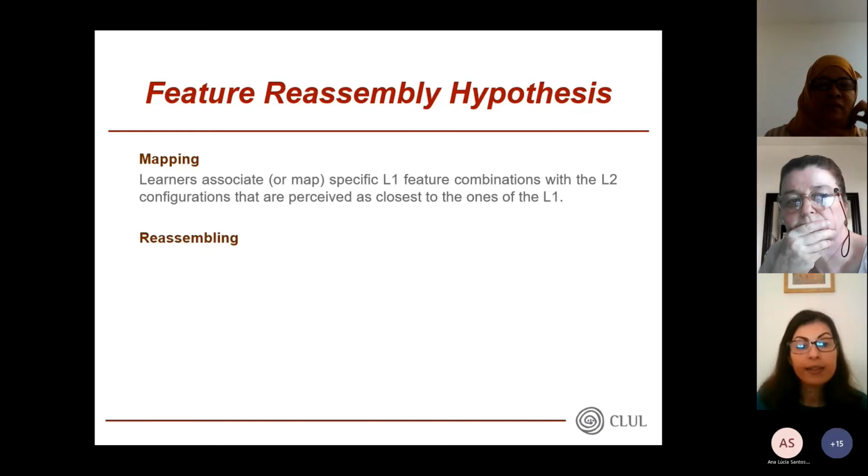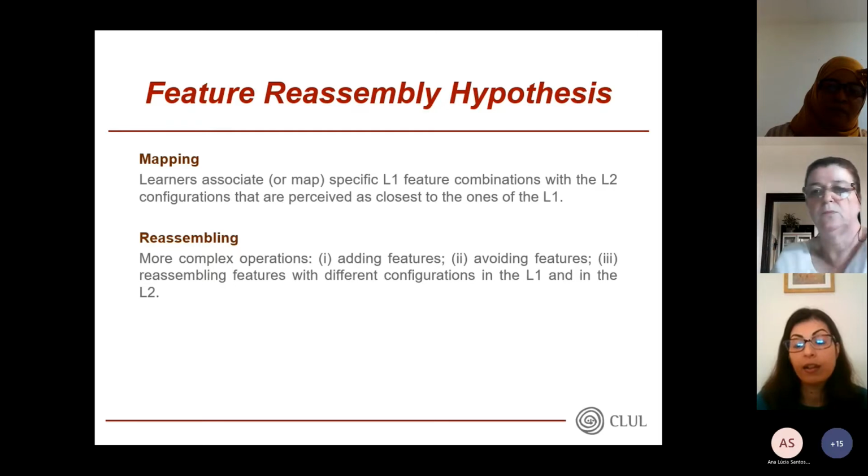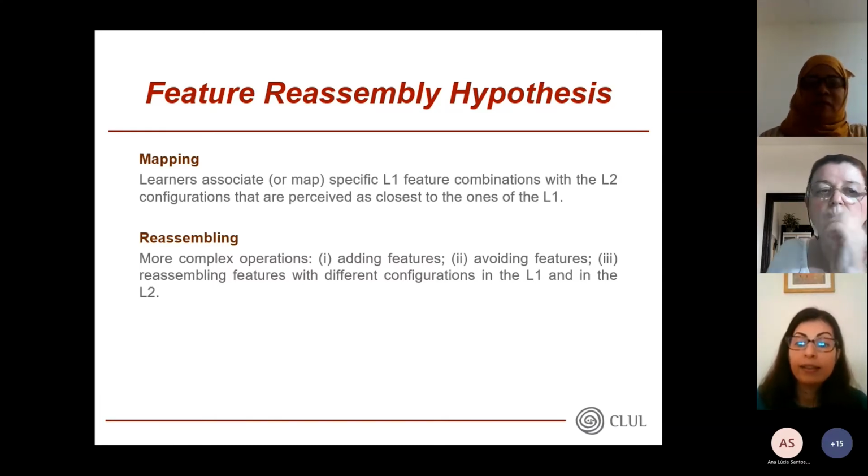Then in the reassembling stage, we have more complex operations. So speakers may need to add features that are relevant in the L2 but not in the L1, or on the contrary, avoid features that are relevant only in their L1 but not in the L2. But also they may have to reassemble features with different configurations in the L1 and in the L2.